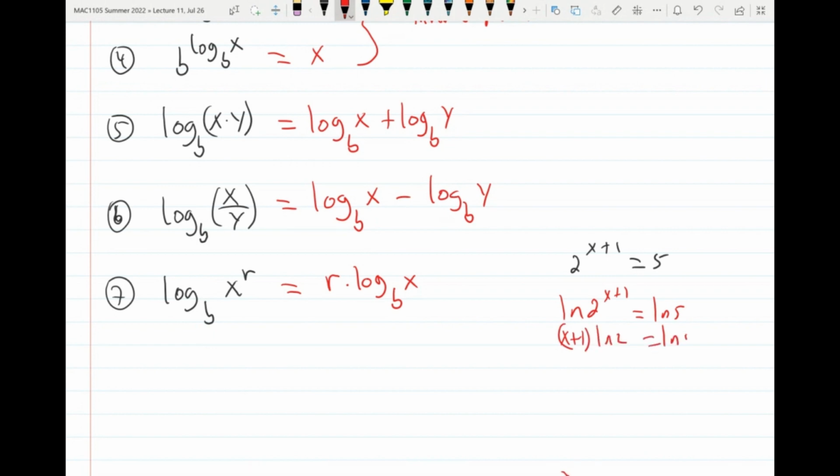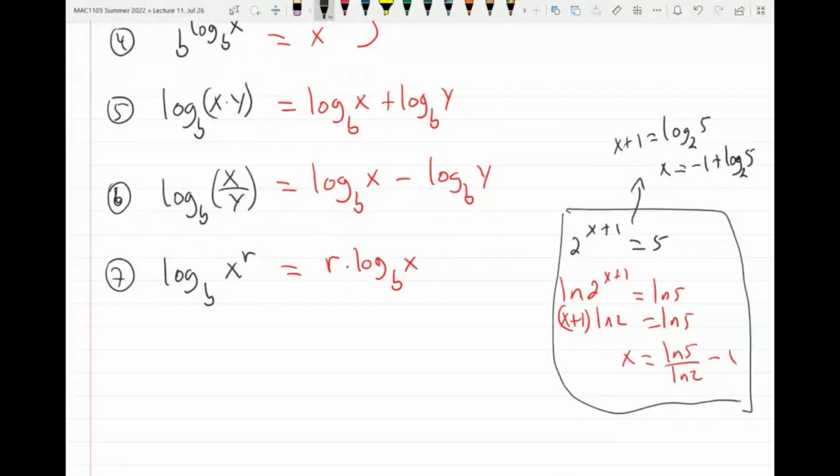And now understand that ln of 2 and ln of 5, these are just numbers. Okay? So you can easily solve for x. This would be ln of 5 divided by ln of 2, minus a calculator that allows you to compute this. Then, we don't really know.